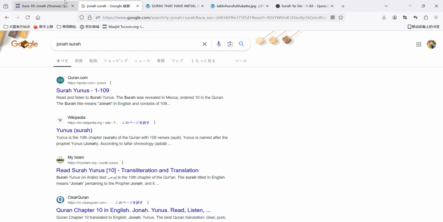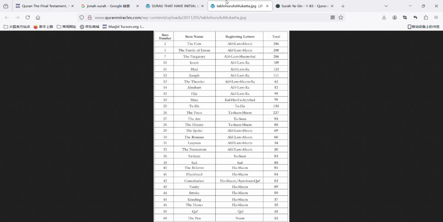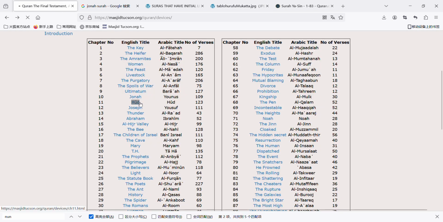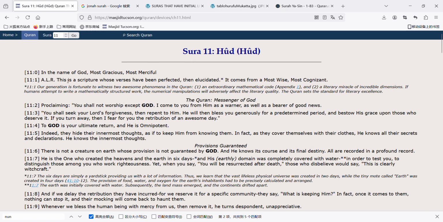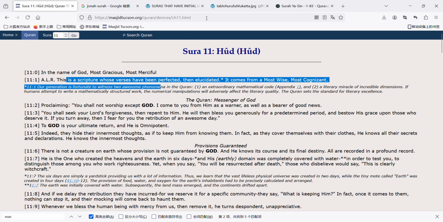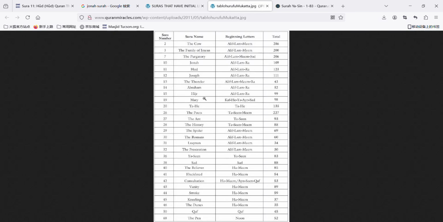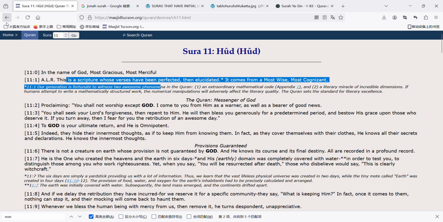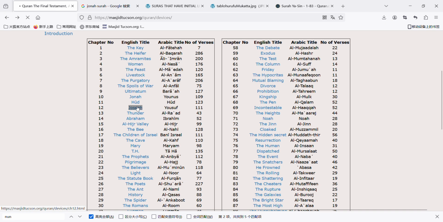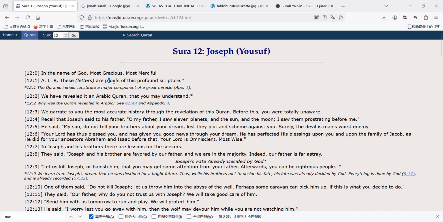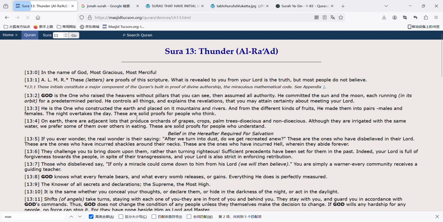Hud Surah. So the number 11, Surah 11, Hud. Alif Lam Ra, this is a scripture whose verses have been perfected and elucidated. Okay, this is mentioning the Thunder Surah, Joseph Surah, and then Thunder Surah. These are the proofs of this profound scripture. And Thunder Surah. So these are proofs of this scripture.